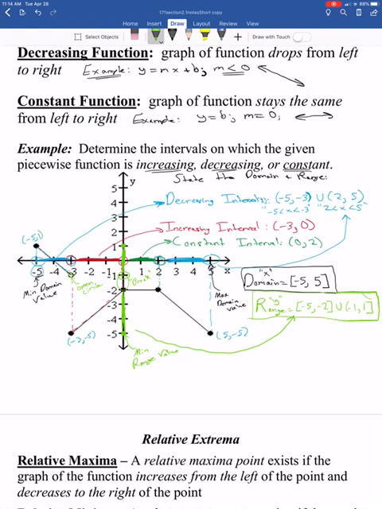There are all the outputs for those x's that we just looked at. So again, that's determining the range, looking at our graph along the y-axis. So domain is x values, range is y values.